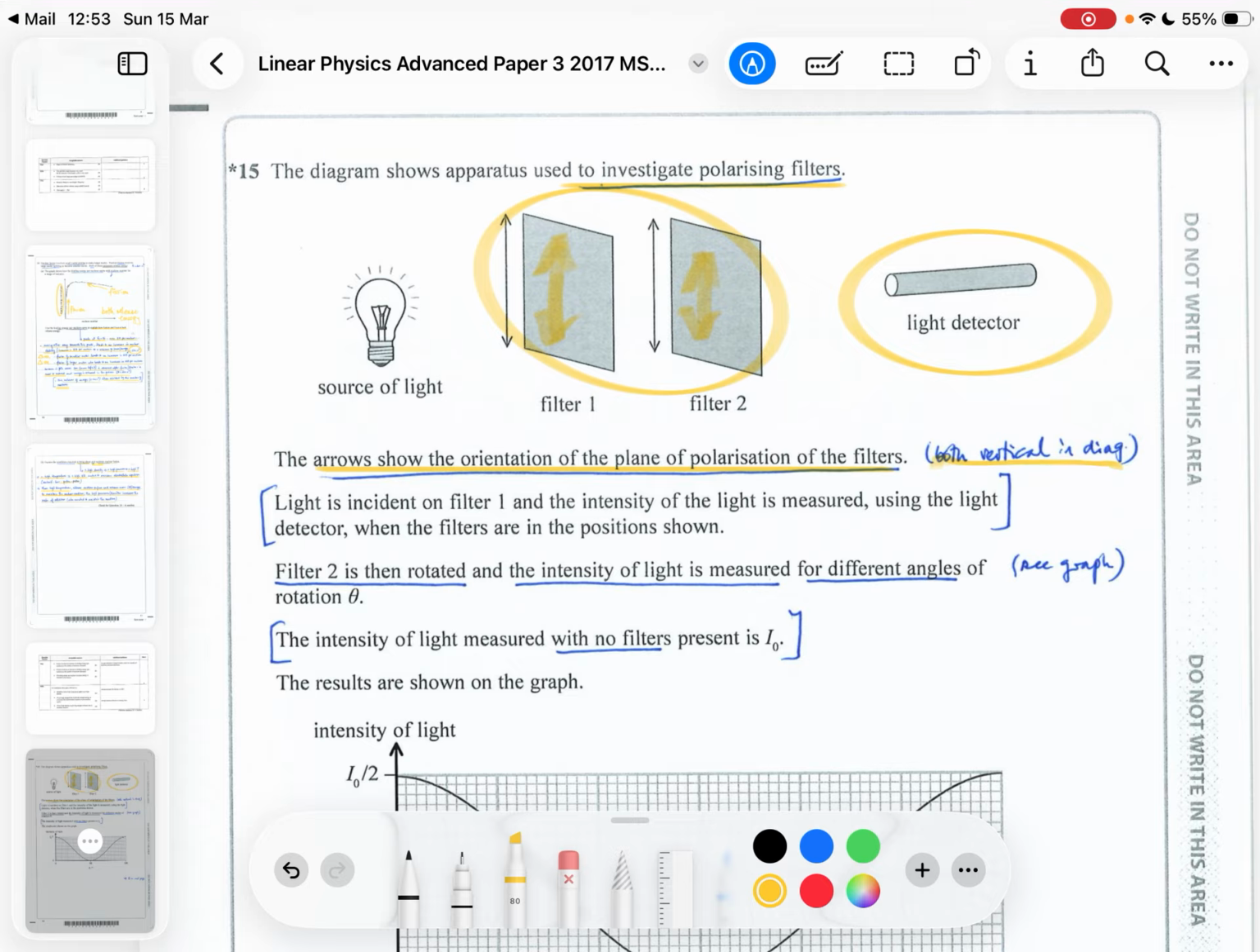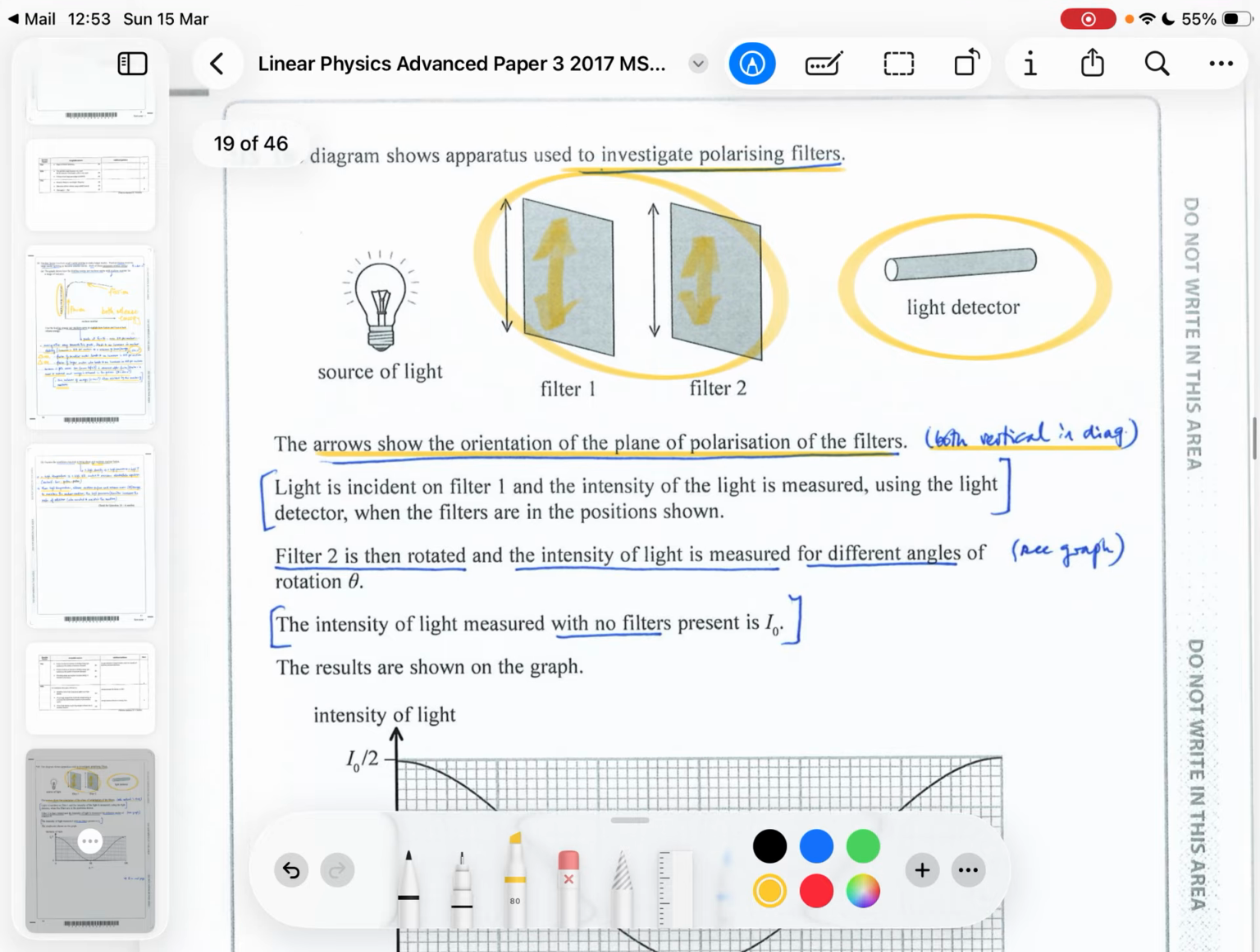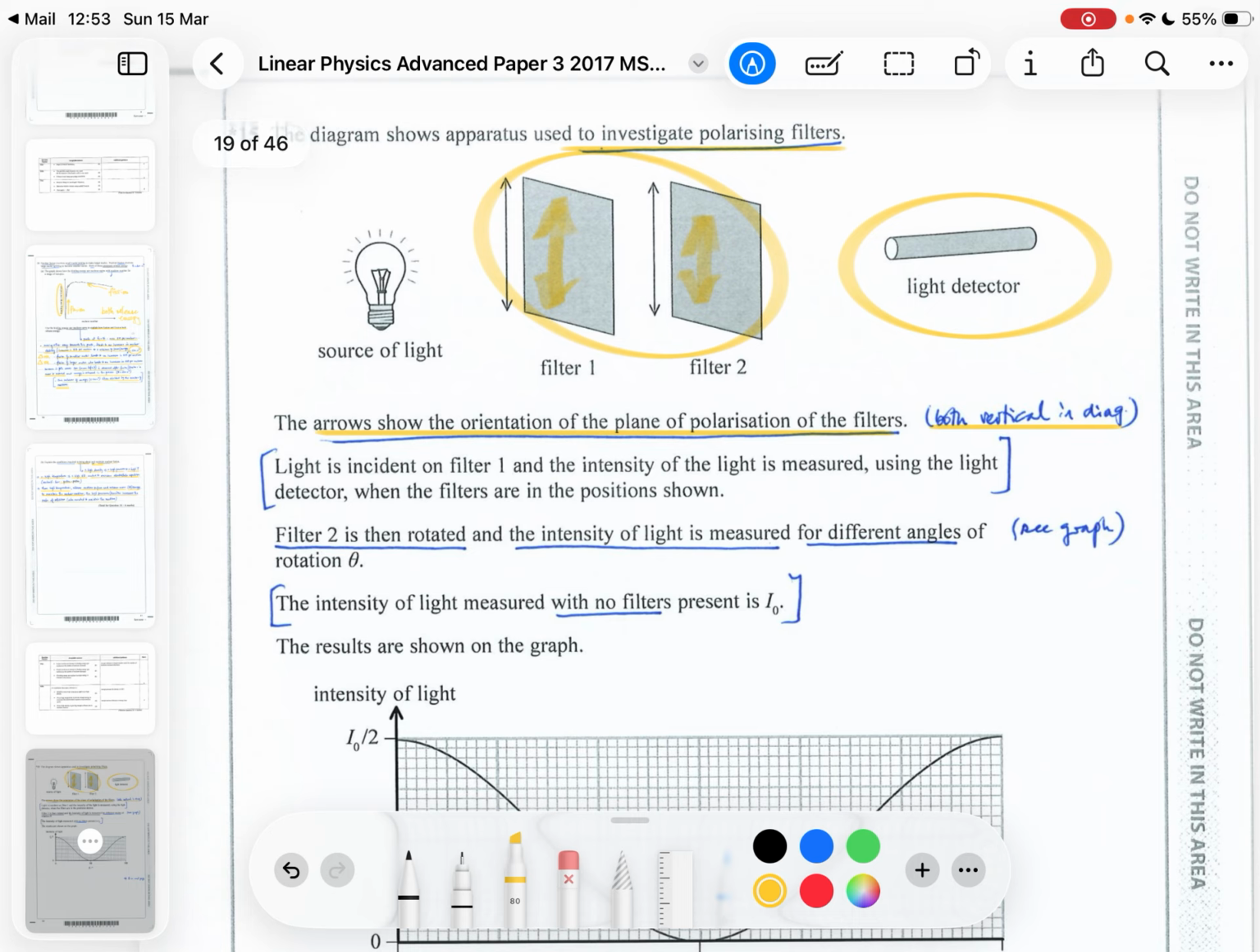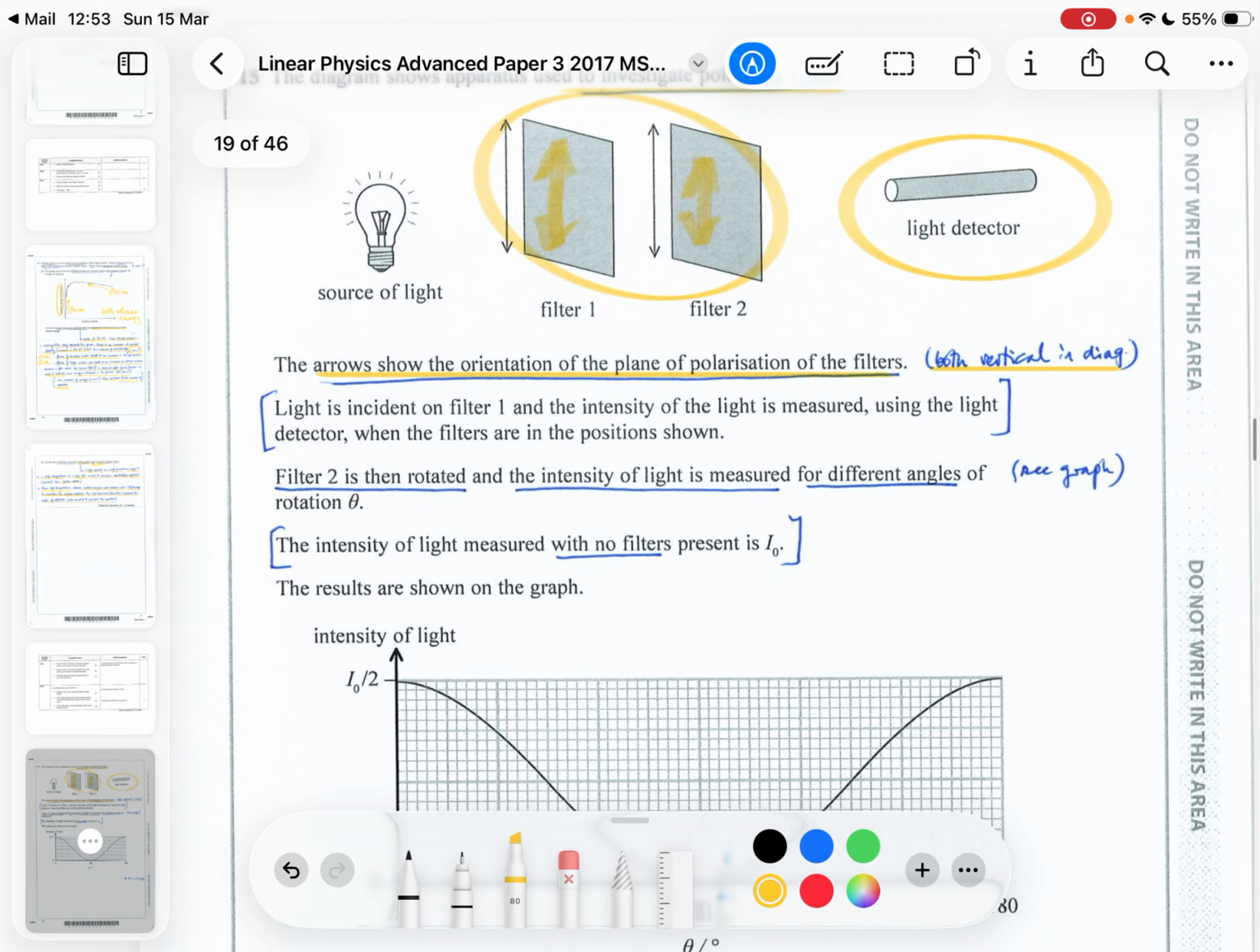Light incident on filter 1 and light incident on filter 2, and the intensity of light is measured using the detector when the filters are in the positions shown. So we're going to get 50%. Filter 2 is then rotated relative to filter 1. The intensity of light is then measured for different angles of rotation.